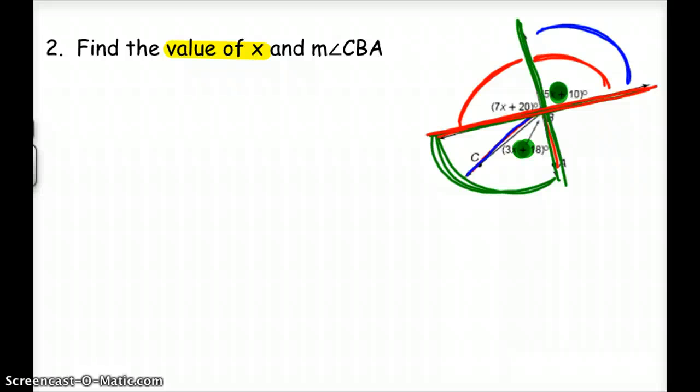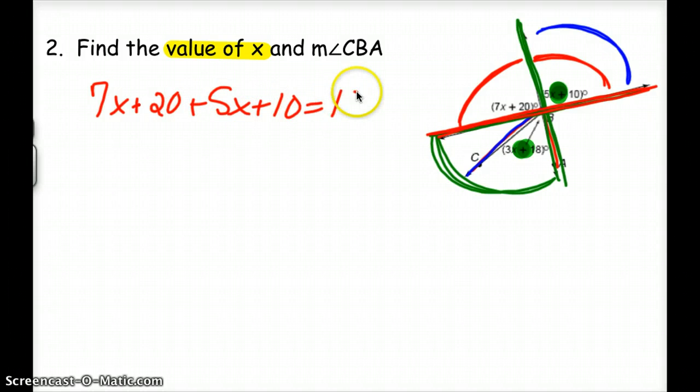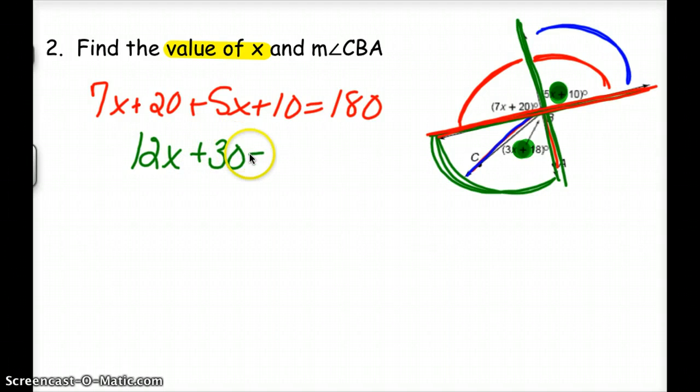So let's take a look here. I'm going to add those two angles, 7x plus 20 plus 5x plus 10, and I'm going to equal it to 180 degrees. So I need to show all my details here, people. I'm going to add my like terms together. I get 12x plus 30 equals 180.